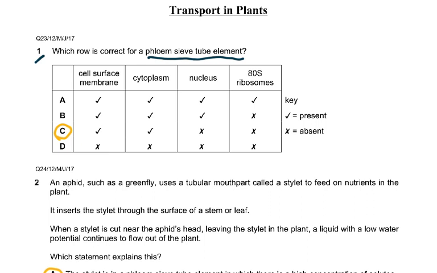Now, the structure of the phloem sieve tube element is very different from the xylem. Xylem only has the cell wall, and then it has lignin deposited in it. But the phloem has a cell membrane. It does have cytoplasm, but there's no nucleus, and as there is no nucleus, there's no DNA, so no protein synthesis can take place, so no ATP or ribosomes.